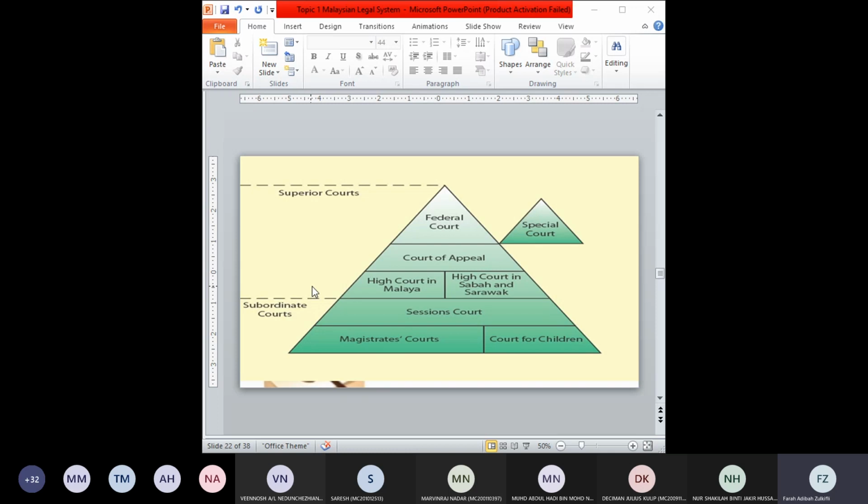Two different categories: the Magistrate Court and the Sessions Court are what we call subordinate courts, or in Malay, Mahkamah Rendah. On the other hand, the High Court, the Court of Appeal and the Federal Court are what we call Superior Courts, Mahkamah Tinggi.